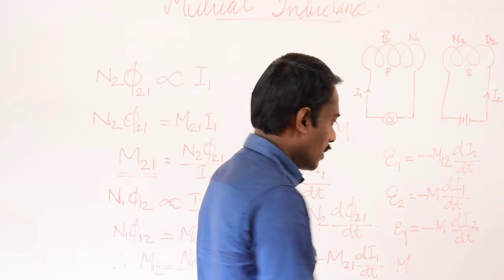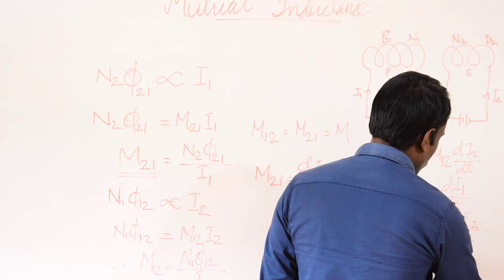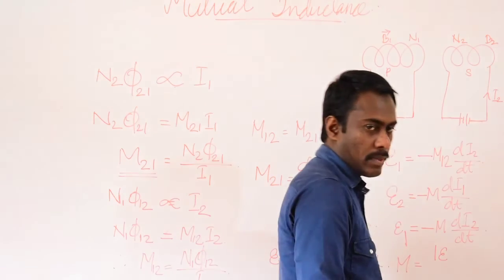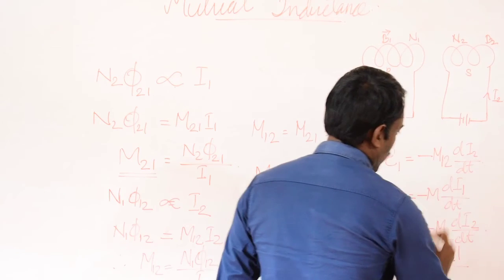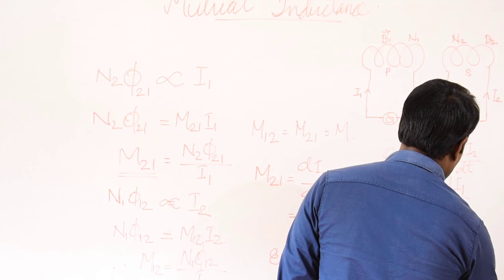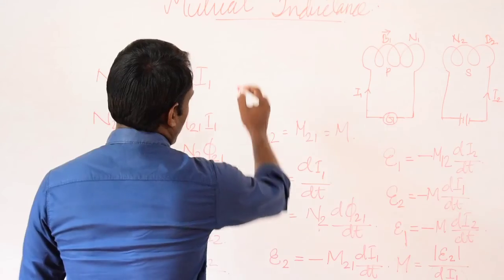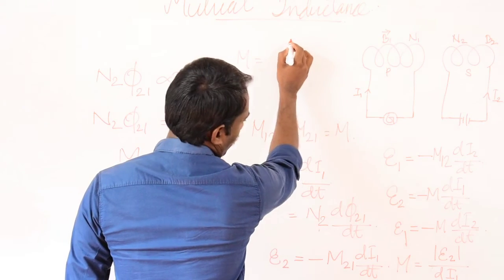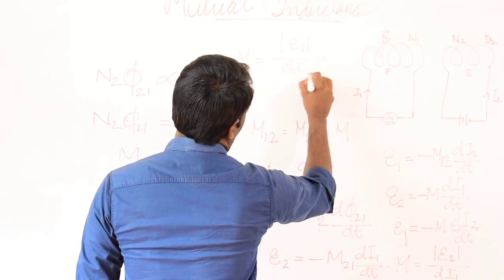Therefore M, the mutual inductance, is equal to the magnitude of the induced EMF produced in coil 2 divided by dI1 divided by dt, and similarly the mutual inductance is the magnitude of the induced EMF in the first coil divided by dI2 divided by dt.